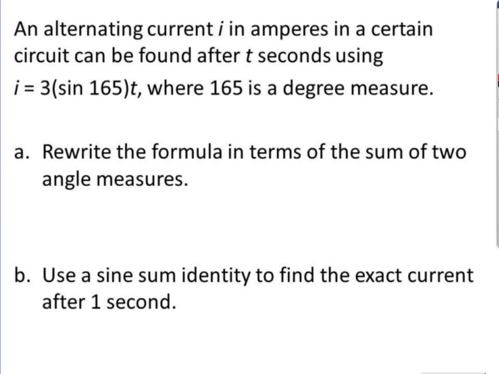An alternating current I in amperes in a certain circuit can be found after t seconds using the following equation, where 165 is a degree measure. We need to rewrite this in terms of a sum of 2 angle measures. So 165 is not on the unit circle, but we can find 2 values to either add or subtract to give us 165. And those values can be multiple things, but let's go ahead and use 120 and 45.